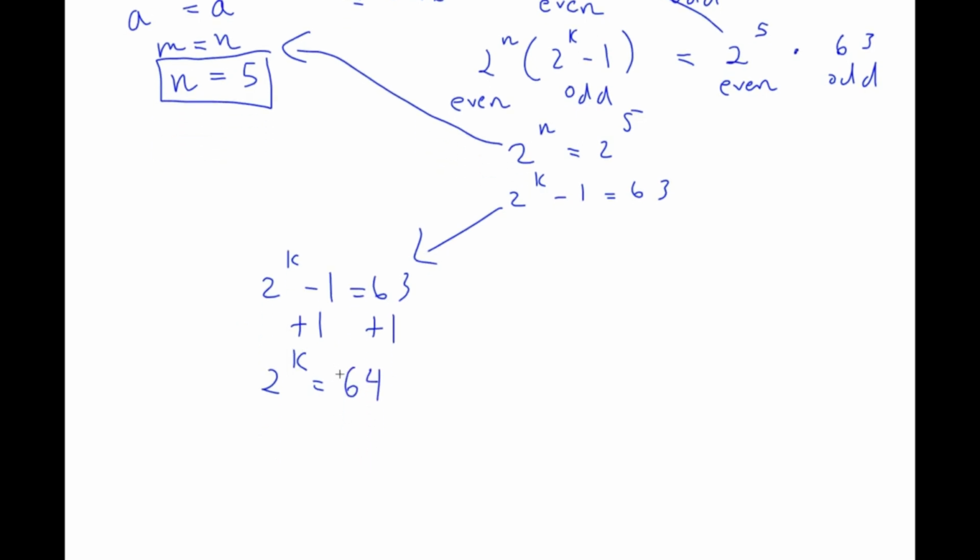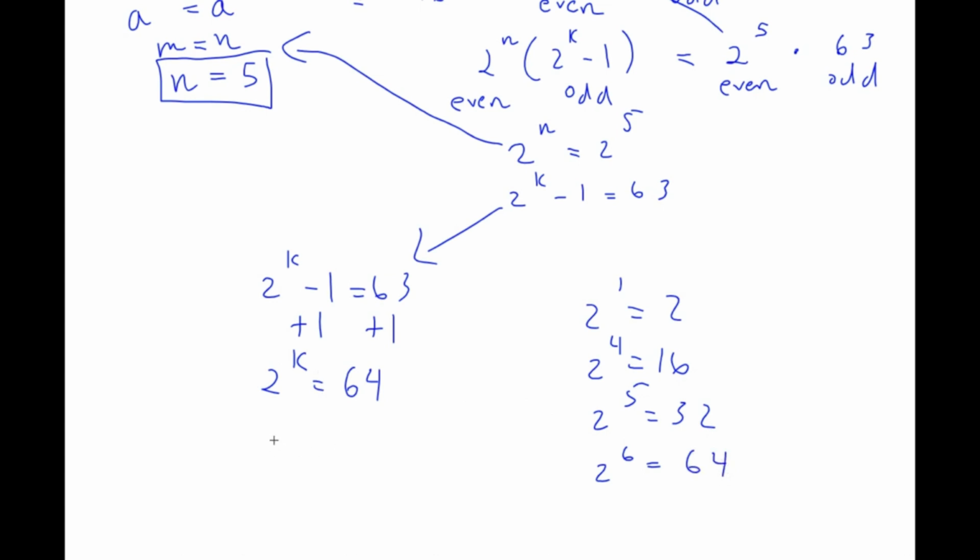Now we need to find out 2 to the power of what is equal to 64. Now we know that 2 to the power of 1 is equal to 2. And if we go a little farther, 2 to the power of 4 is equal to 16. 2 to the power of 5 is equal to 32. So one more should do the trick. 2 to the power of 6 is equal to 32 times 2, which is 64.